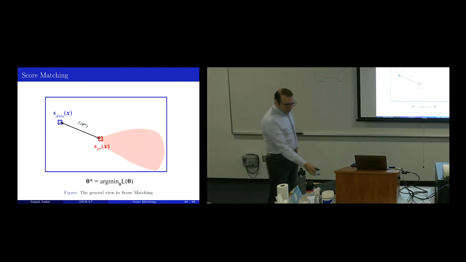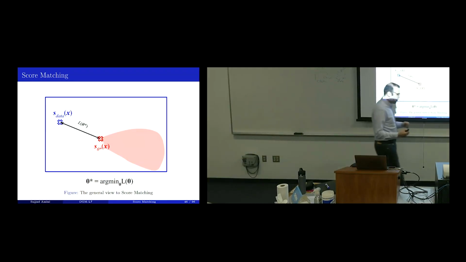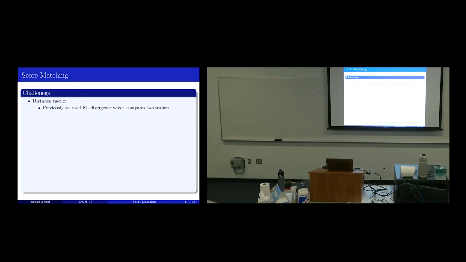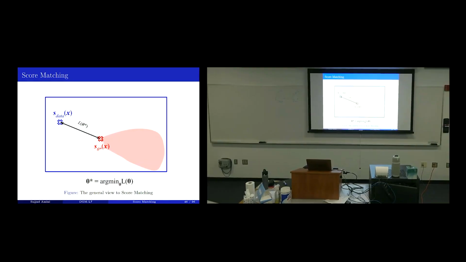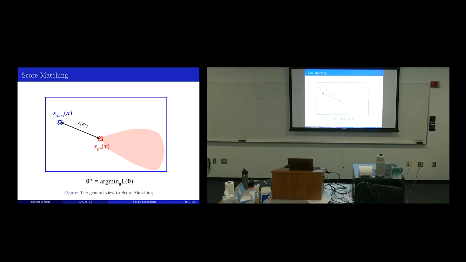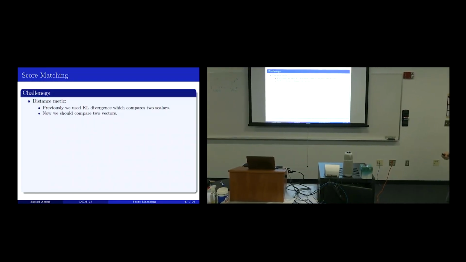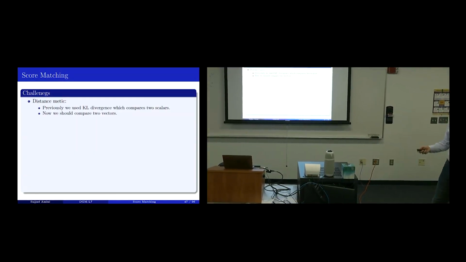Okay. So we want to shift our viewpoint from working with PDFs to working with the score function. And we want to design networks for a score function, not for the PDF. Okay, let's talk about the challenges. The first one: KL divergence, previously used as this L, was a metric that compares two scalars, but now we should compare two vectors. This is the first challenge.